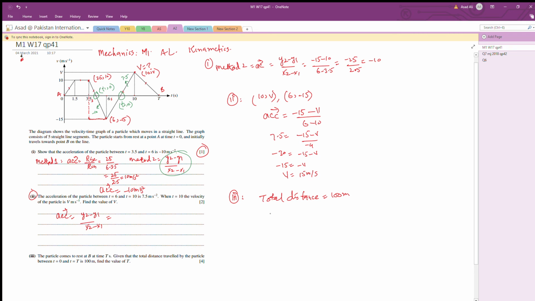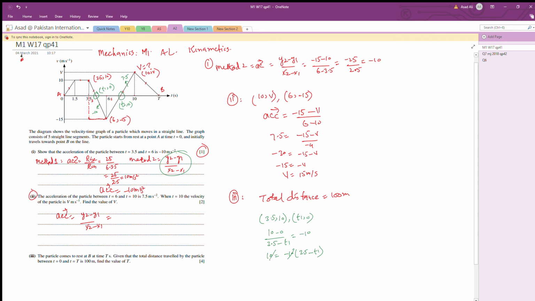See here, the points are (3.5, 10) and (t1, 0). So I'm using 10 minus 0 over 3.5 minus t1. The acceleration here is minus 10, so 10 is equal to minus 10 times (3.5 minus t1).